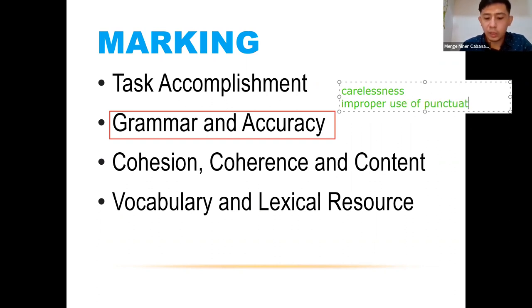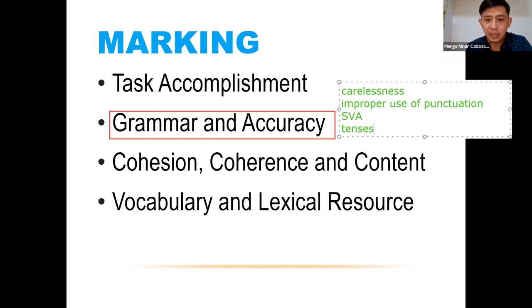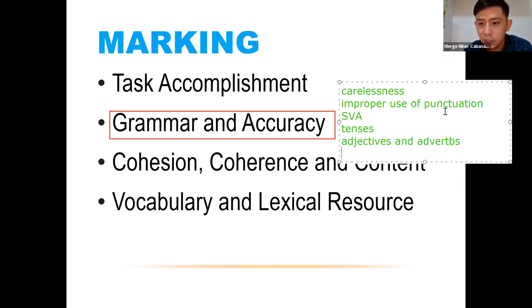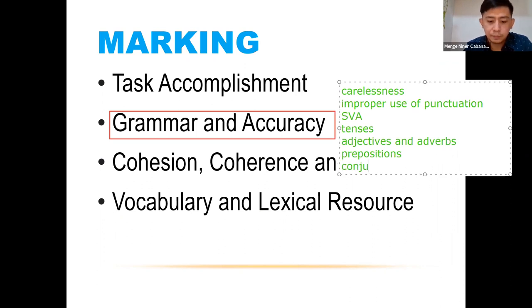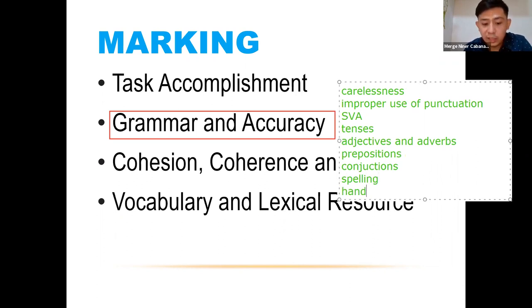what else? What are some of the grammatical issues that I normally encounter among my students? You have your subject-verb agreement, your tenses, the improper use of modifiers, adjectives and adverbs, the improper use of prepositions, your conjunctions, even spelling, and even your handwriting.